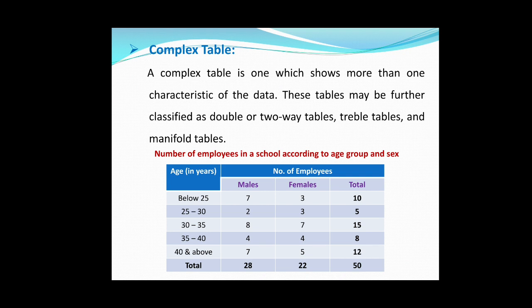When two characteristics are shown, such a table is known as a two-way table or a double table. When three characteristics are shown in a table, such a table is known as treble or three-way table. Thus, a three-way table answers questions relating to three interrelated phenomena. And dear students, when four or more than four characteristics are simultaneously shown in a table, it is a case of manifold tabulation. Such type of tables are also known as high-order tables.